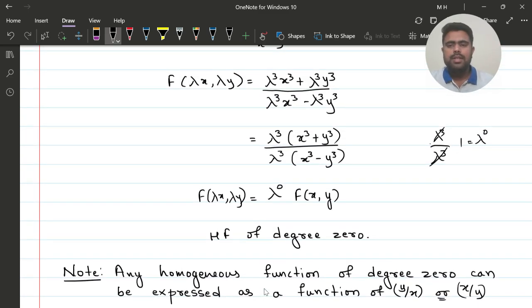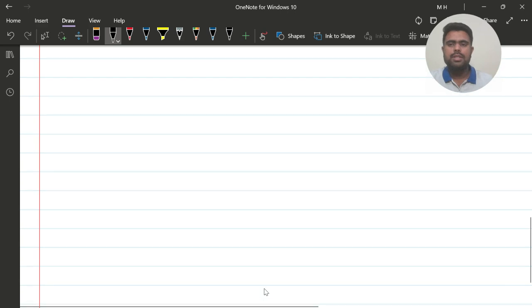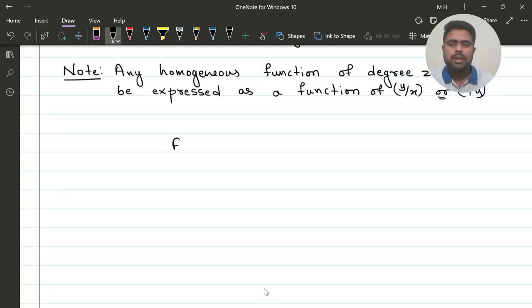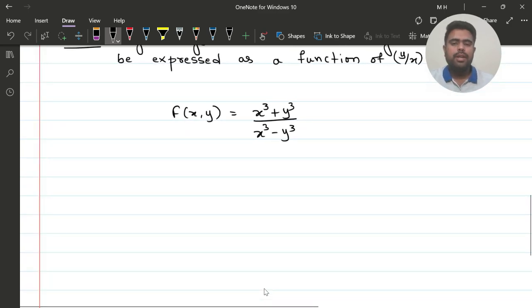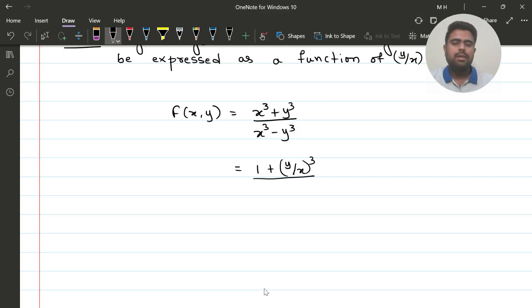Okay, so if I take this example, let us say the second example. What is the second example? The second example is f of x comma y is equal to x cube plus y cube divided by x cube minus y cube. If I divide every term by x cube, x cube by x cube will be 1, plus y cube by x cube will be y by x whole cube, divided by 1 minus y by x whole cube. Just see how easy it is, right? So therefore this is what we have.